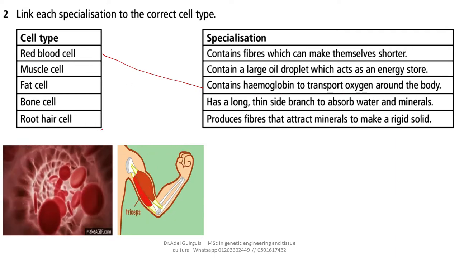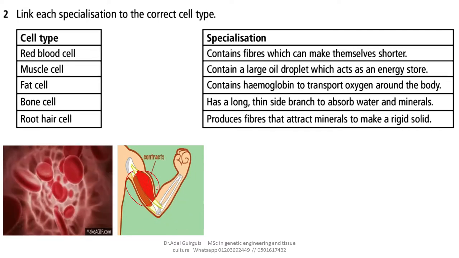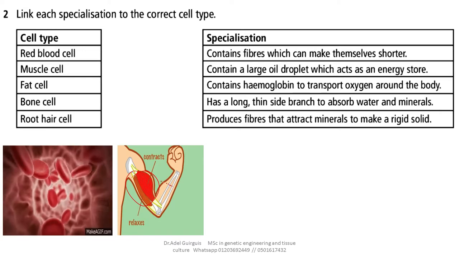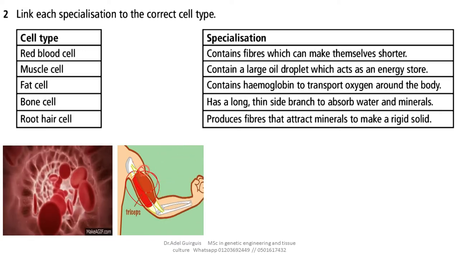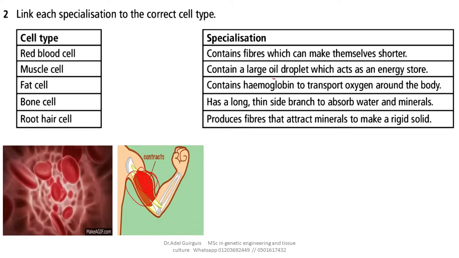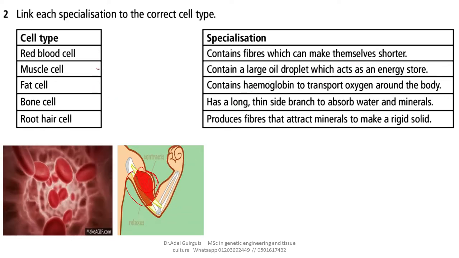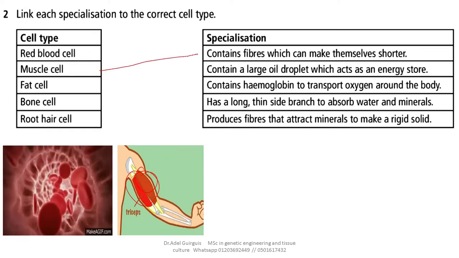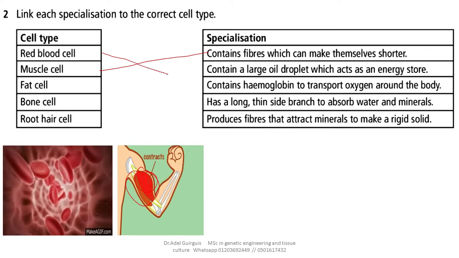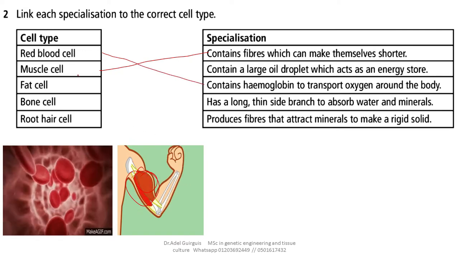Muscle cell. Here this muscle contains fibers which can make themselves shorter, bulging like the biceps in your upper arm. So the answer again: muscle cell contains fibers which can make themselves shorter, while red blood cells contain hemoglobin. Number three, fat cell.